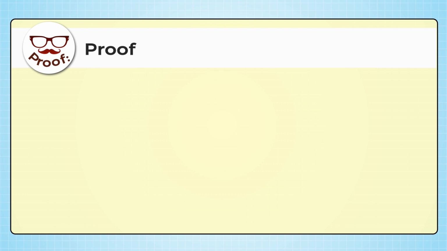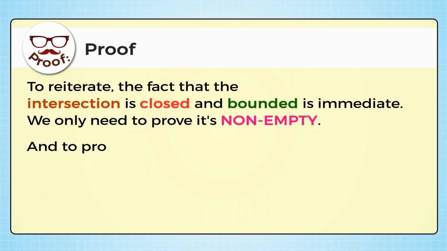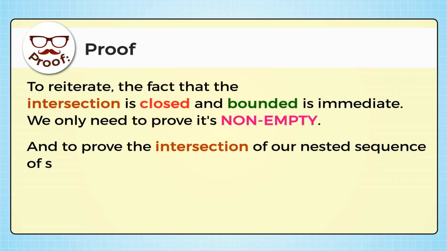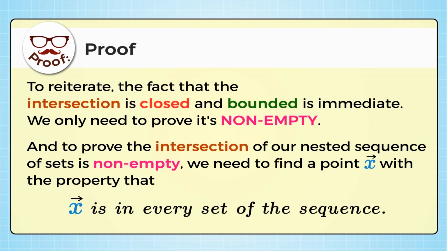Proof. To reiterate, the fact that the intersection is closed and bounded is immediate. We only need to prove it's non-empty. And to prove that the intersection of our nested sequence of sets is non-empty, we need to find a point X with the property that X is in every set of the sequence.